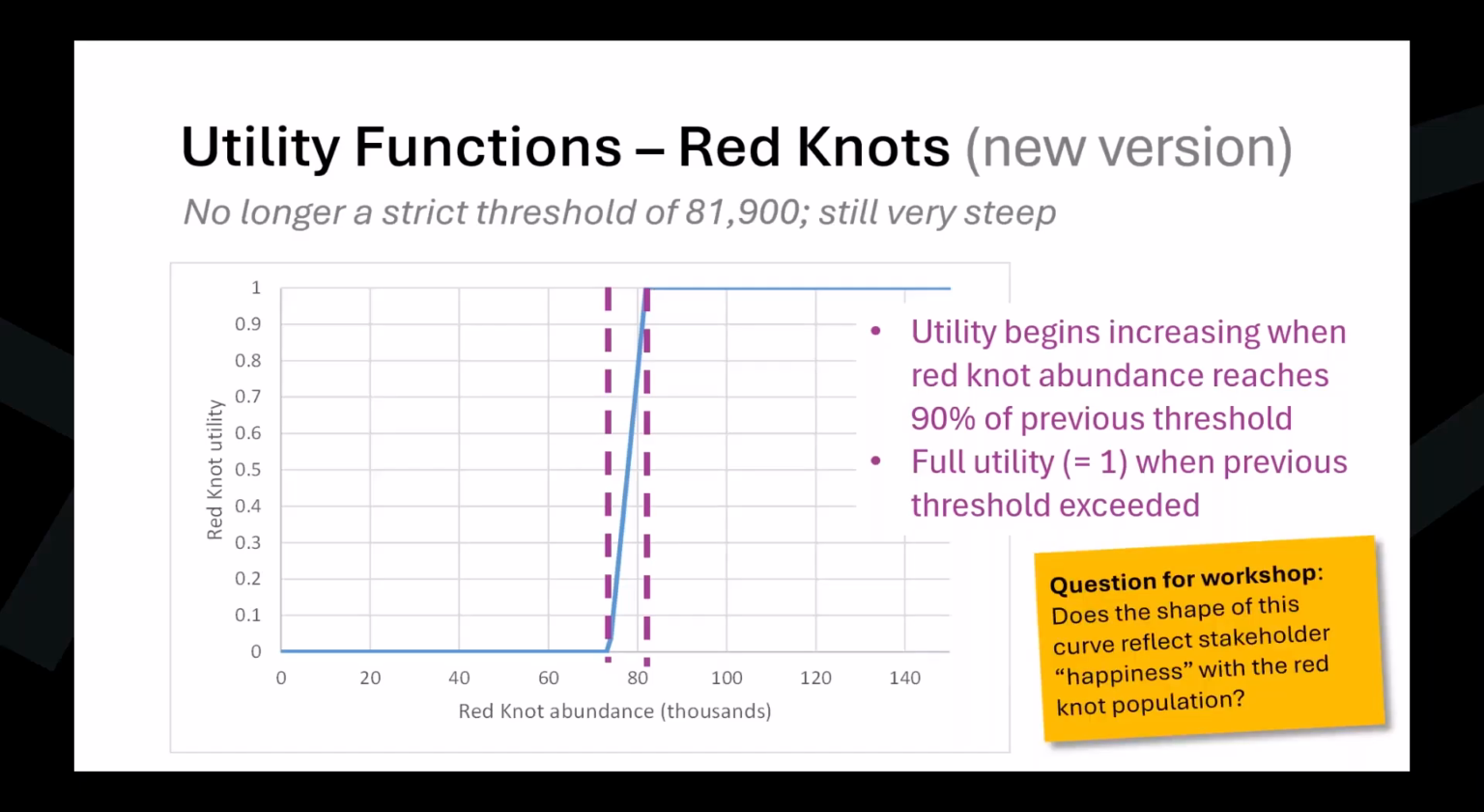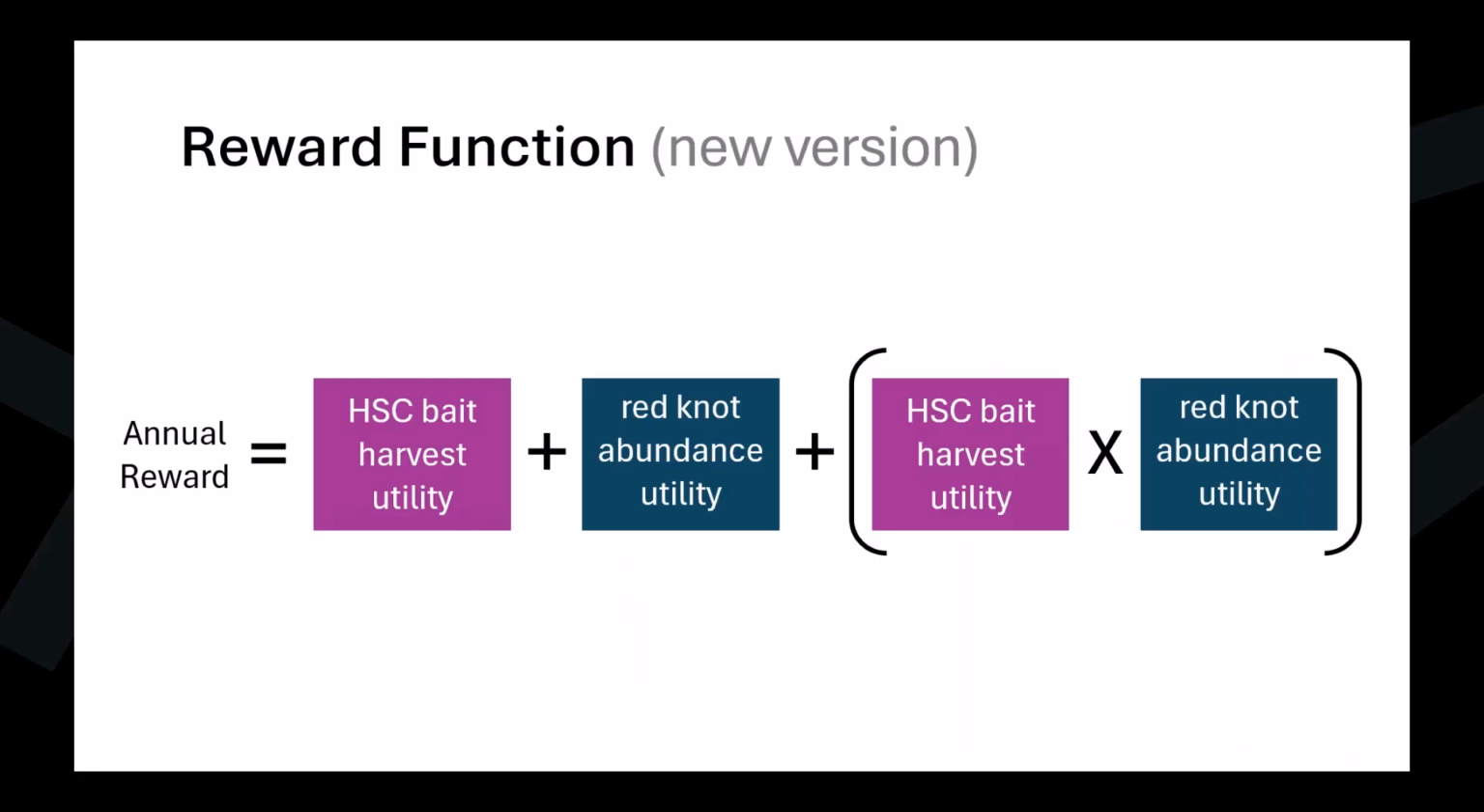And this is a really important focus of the upcoming workshop because, as I said, we didn't have the opportunity to ask stakeholders about the shape of this function. We just did the best we could in the revision. And so now we're keen to really inform this with new stakeholder input. Okay, so that was red knot utility. Now the horseshoe crab harvest utility.